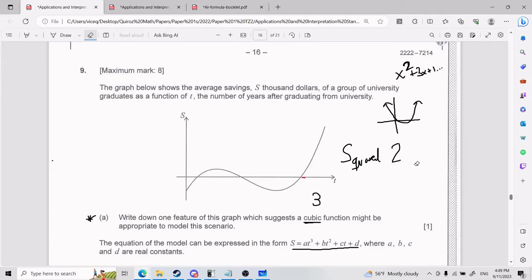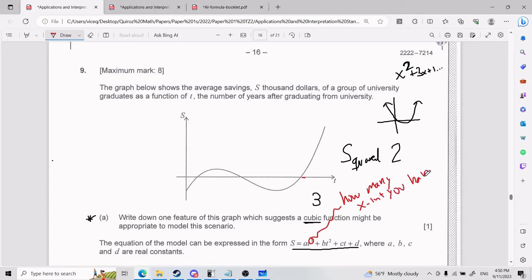And so one feature of the graph which suggests a cubic function might be appropriate to model this scenario, well, you have to ask yourself, what is a characteristic of cubic functions? I'm first going to give you a super mega math nerdy reason, and then I'm going to give you more intuitive ones. A super math nerdy reason is that when you look at any polynomial, or any equation with exponents on it, whichever is the biggest exponent, in this case 3, usually tells you how many x-intercepts you have.